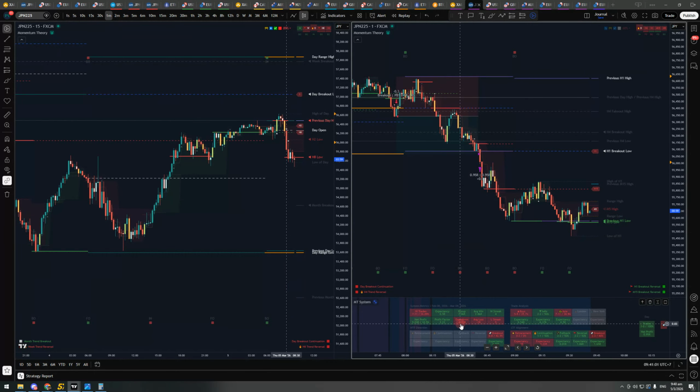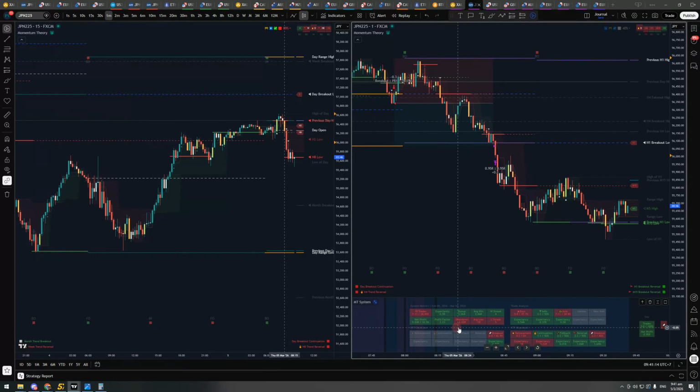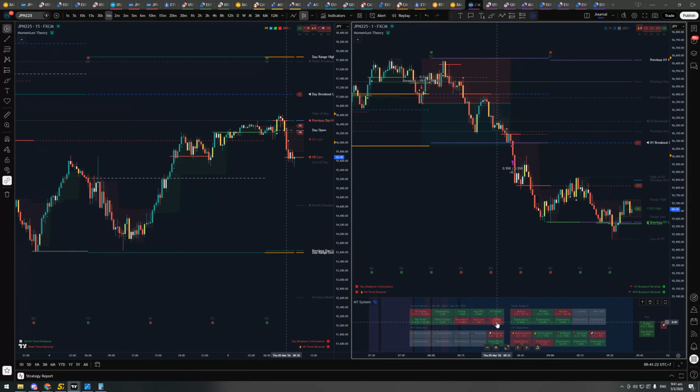Drawdown, don't like that. 6R drawdown, that's not what I'd like. But if I kept my risk low, right now the risk is at 1%, which I don't trade 1% risk. But yeah, if I lower the risk amount, then 6R drawdown is not bad.